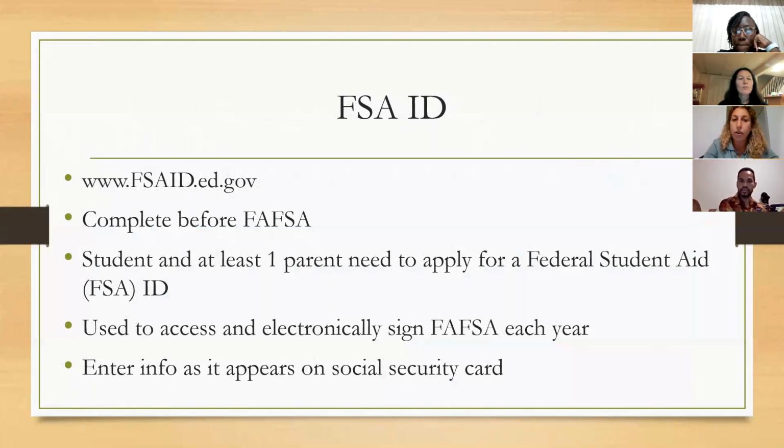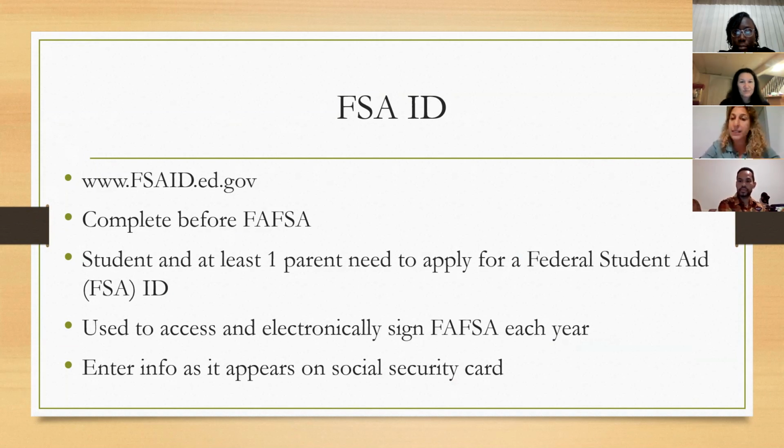So before we start our FAFSA application, we have to complete something called an FSA ID. It's basically an electronic ID that you use to sign your FAFSA. So the website to complete that is www.fsaid.ed.gov. It must be completed before you complete your FAFSA. So every student has to create an ID and at least one parent has to create an ID. And like I said, it's used to access and sign your FAFSA each year. And so you're going to be using this information a lot.